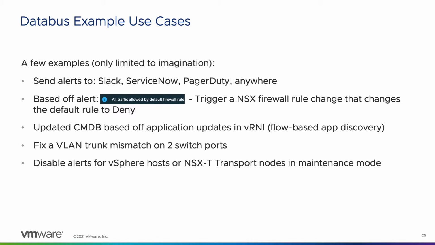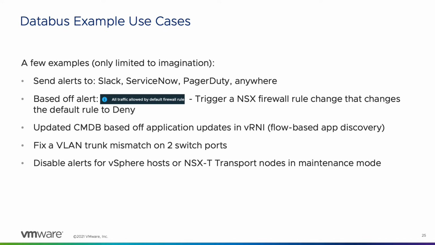Another example is reacting on firewall rule changes. So you could have the default rule within NSX, for example, set to deny. And VRNI will generate an alert when that default rule gets set to allow. So any traffic will be allowed at that point. So that's why it generates an event based on that, an alert. And that alert also gets sent via the Databus. So if you want to make sure that your default rule is always set to deny, you can use that alert and then go back to NSX and actually just revert that change.